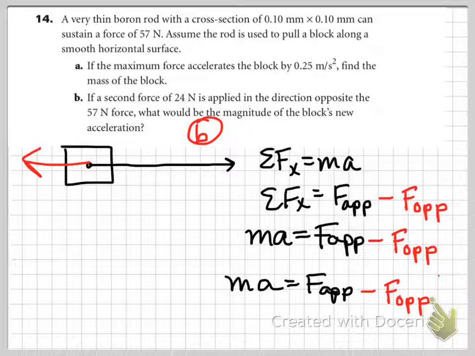Well, in part B, all we've done is to add an opposing force of 24 newtons. So now we want the magnitude of the block's new acceleration since we know its mass. Well, fairly simple. We've still got sum of forces on the x equal to ma. Sum of forces on the x now equals force applied minus force opposing. So we have ma equals force applied minus force opposing.